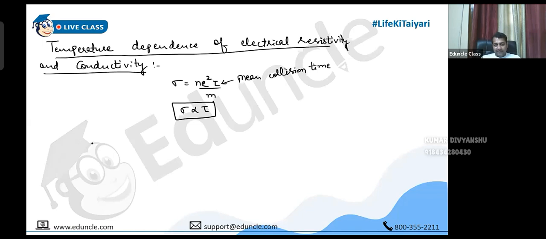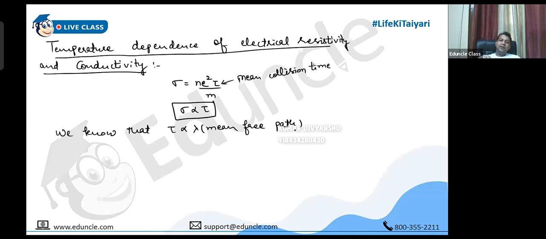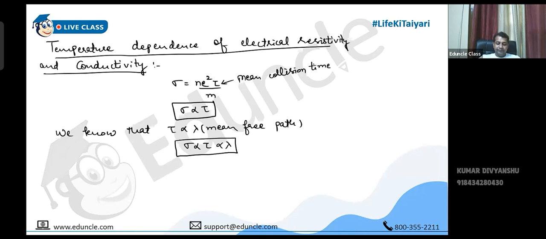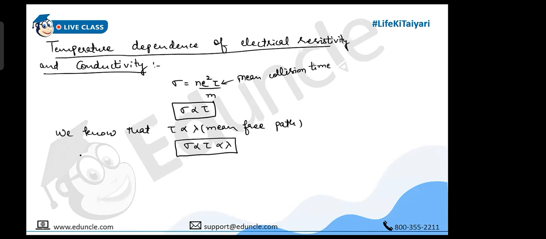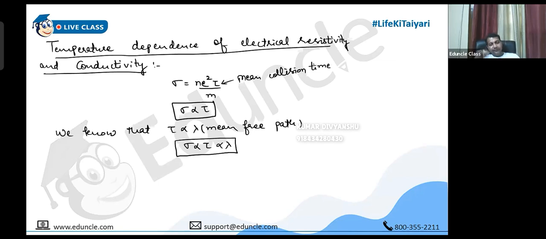And we know that mean collision time is dependent upon mean free path. If the distance is less, the time is less. Now there are two kinds of scattering occurring. One is electron-electron and the other is electron-lattice, or you can call it electron-phonon. When we study lattice vibrations, we associate phonons as a particle associated with lattice vibration.